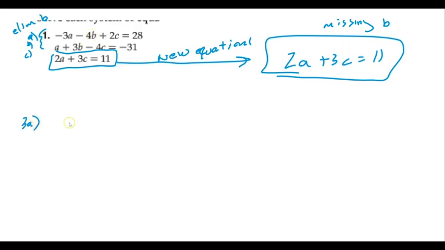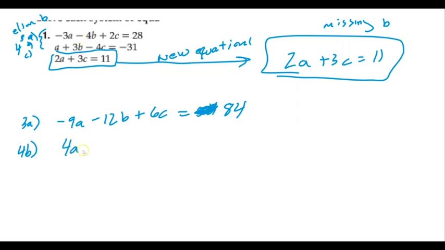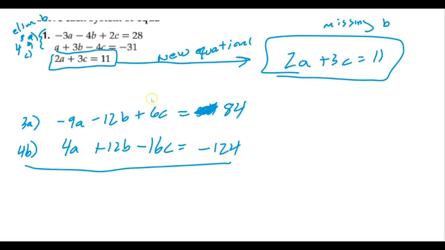Okay, 3 times my top equation: negative 9a minus 12b plus c equals 3 times that, which is 84. And then we're going to multiply the second row here by 4, so the b's can cancel out. 4a plus 12b minus 16c equals 4 times that, which is negative 124. Then add them up. These cancel. I get negative 5a, negative 10c equals negative 40. Look at that. Not bad.